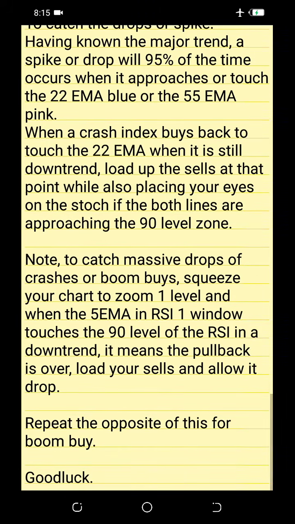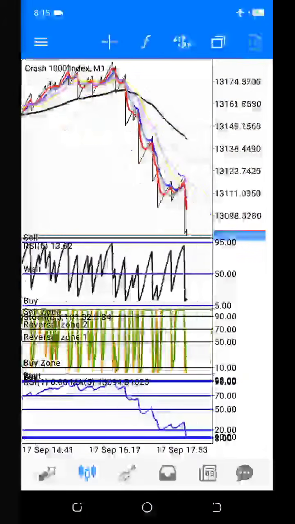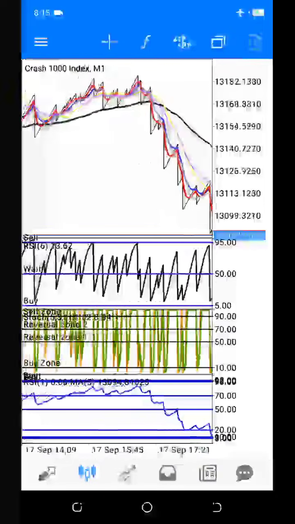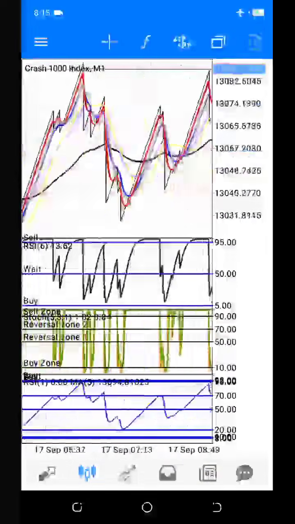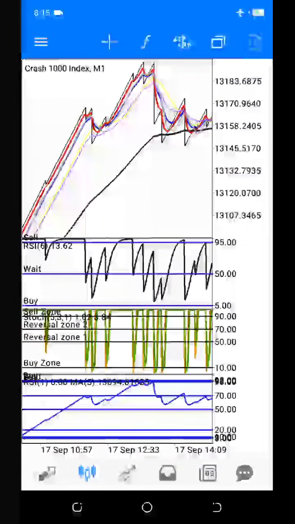Well, this one is the last part of it, and this is what I mean. You squeeze your screen, and this is what it means. In a bearish market, if there is a pullback, look at what I mean. This is one level. Anytime this blue moving average, the 5 exponential in RSI window 1, comes to touch this zone, just load.